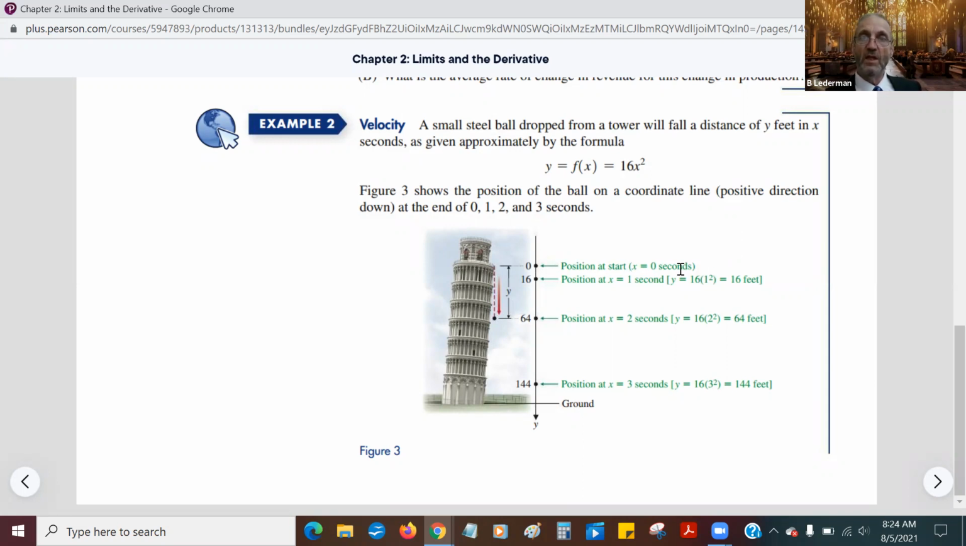So if it takes 1 second to go from 0 to 16, you think the next second would get me to 32, another 16 feet, but it doesn't just get you to 32, it gets you to 64. And then the next second gets all the way to 144. So notice it's changed, which means it's going faster and faster. And the fancy word for that is called acceleration. It's accelerating.